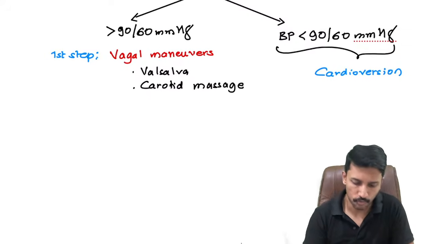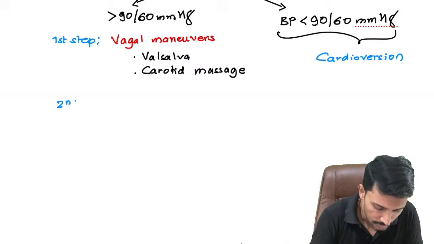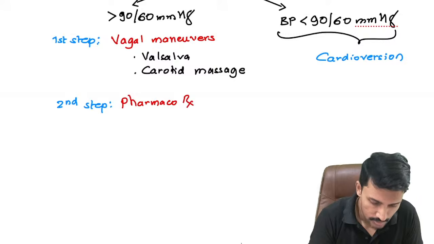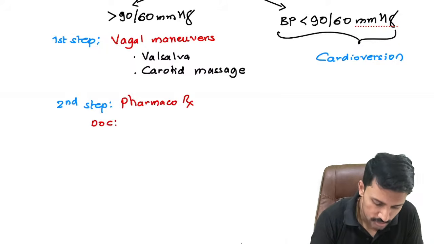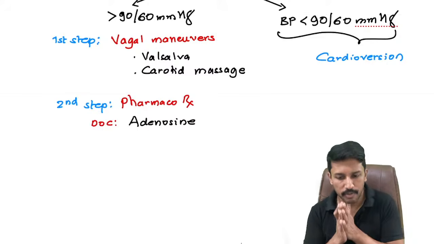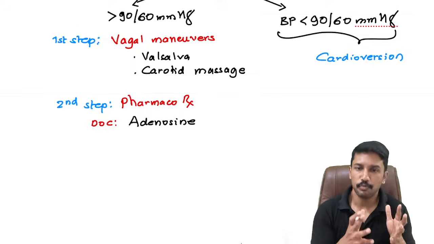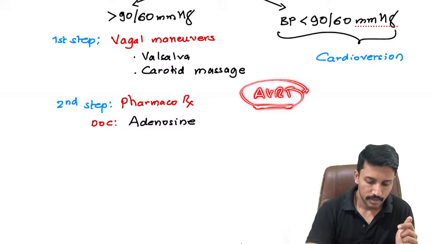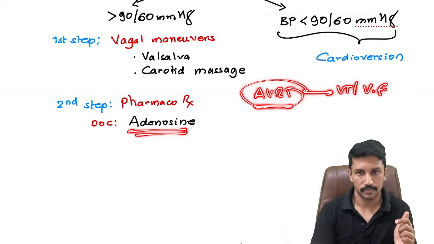So if that happens, I have to go for the second step. What is my second step? It is pharmacotherapy, or drugs. Then comes the question, what is the drug of choice for PSVT? The drug of choice for PSVT is adenosine. The only thing we have to remember here is that one type of PSVT, which is AVRT, can get converted to VT or VF if I give adenosine.